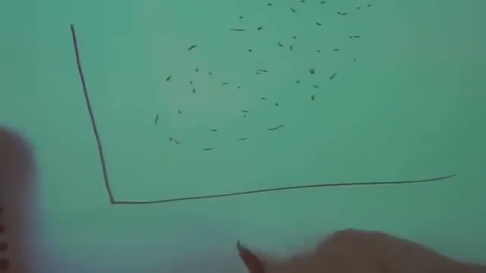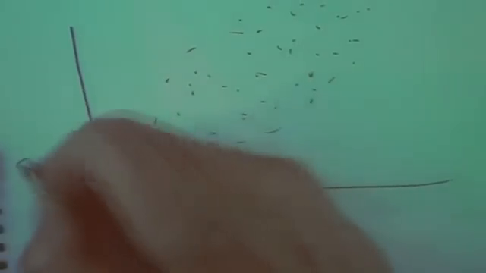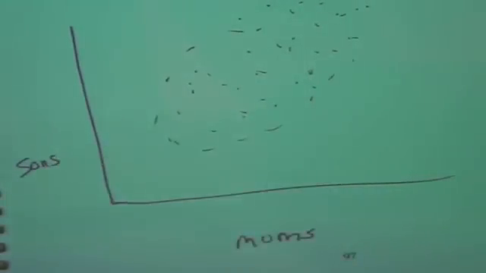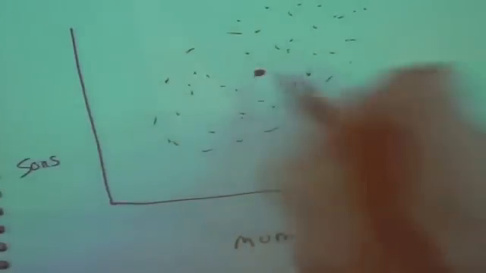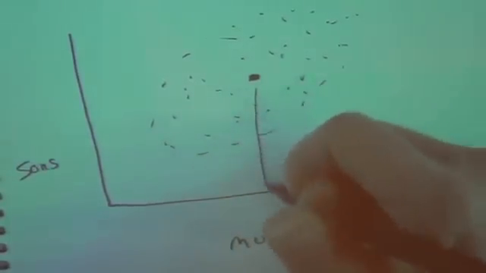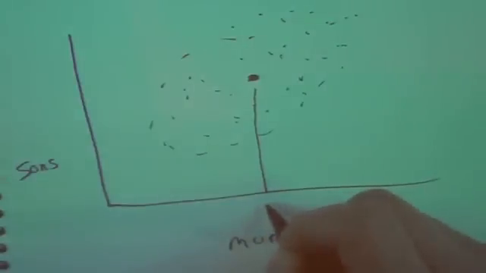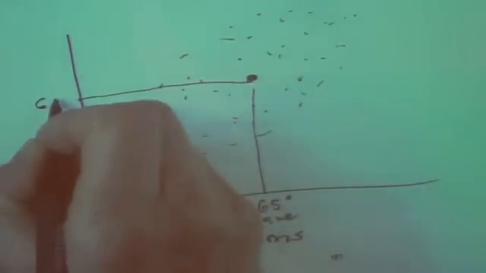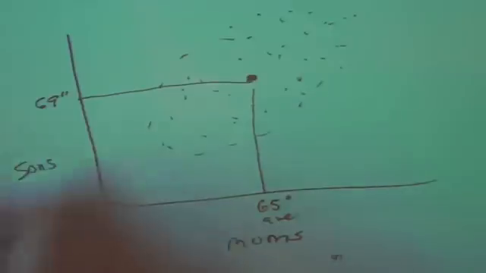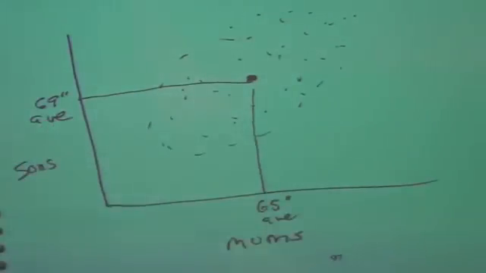And here's moms, and here's sons. And dead center in the cloud is what? The average mom, which is 5'5", 65 inches, she's the average. And the average son, which was 5'9", 69 inches. That's the average. All right.